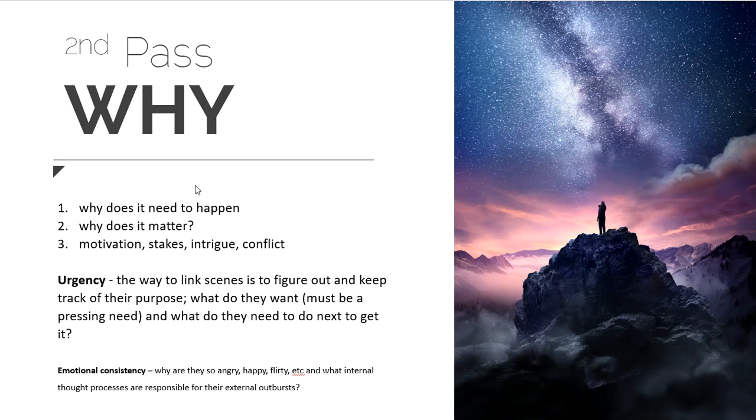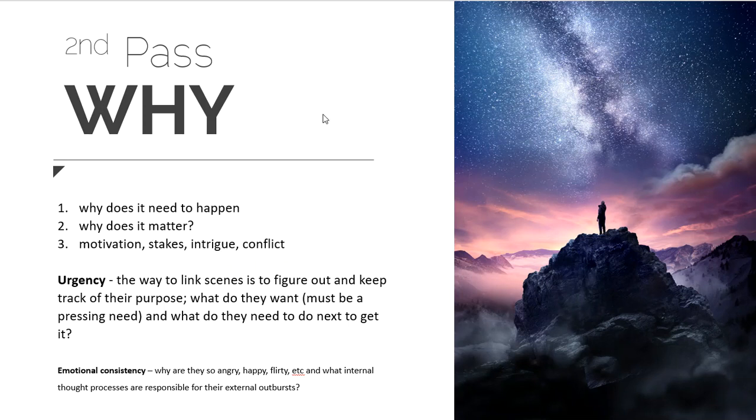So, we need to focus on why does it need to happen at all? Why are these things even happening? How are they related to the bigger plot? Why does it matter? Which means, what's the outcome that they're hoping to get that makes this action or decision necessary, and then also teasing out the motivation, the stakes, the intrigue, the conflict. These might all be already present in the scene, but you can definitely build on them or increase the drama or the conflict while also making it a little clearer to readers what's actually happening.